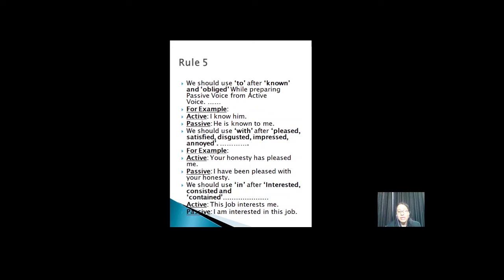You should use "in" after interested, consisted, and contained. This job interests me. I am interested in this job. Clear, students? You need to learn these words: when "known" and "obliged" come, we will use "to" instead of "by." When pleased, satisfied, disgusted, impressed, annoyed come, we will use "with." When interested, consisted, and contained come, we will use "in." I hope you have understood all these rules.